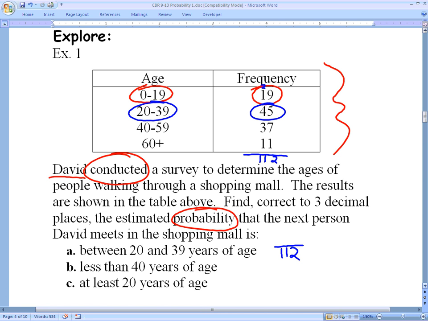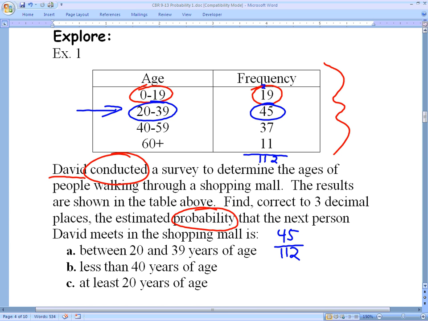The first question says, what's the probability that the next person David meets is between 20 and 39 years of age? 20 and 39. Well, that would be this group right here. Again, how many people did we have between that age? 45. 45 out of the sampled 112.